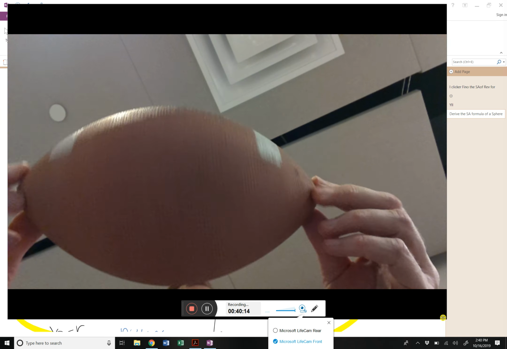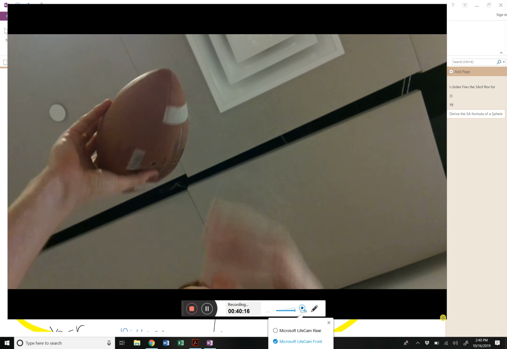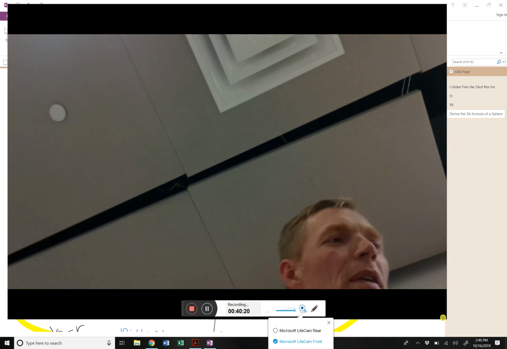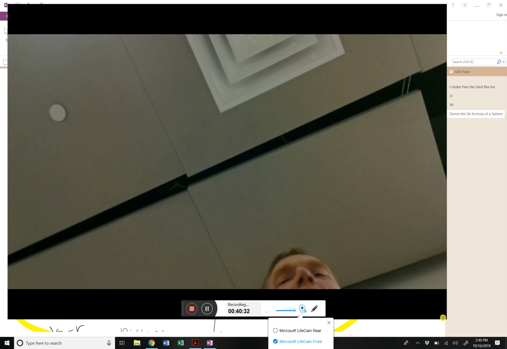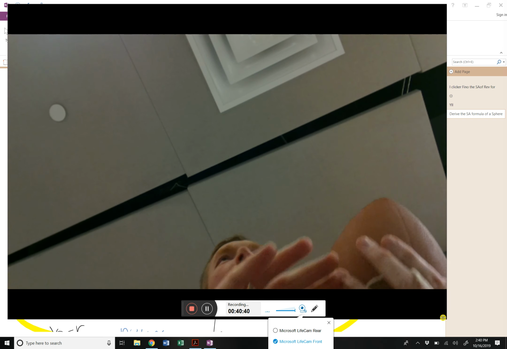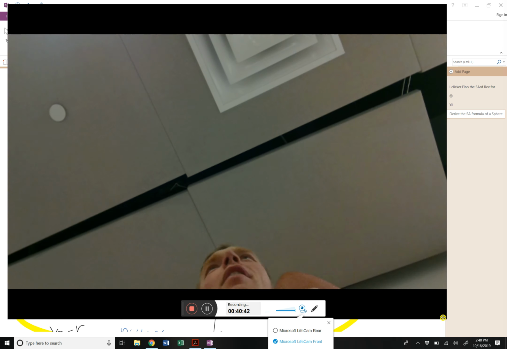Okay, so I brought my surface area of revolution today. It's a flat football. I pumped it up this morning, and it already lost almost all of its air. So we live on a surface area of revolution, right? The Earth is somewhat spherical. It's not a perfect sphere.